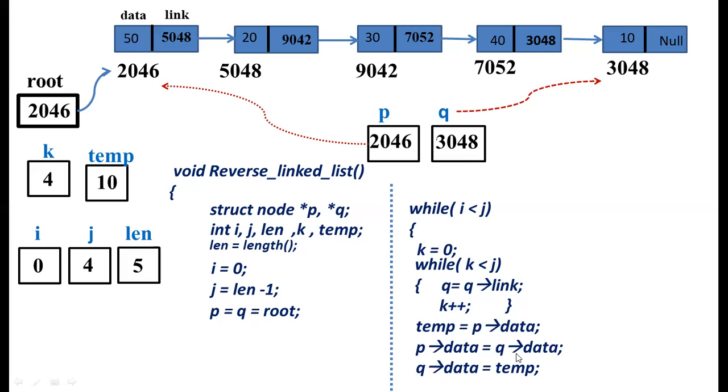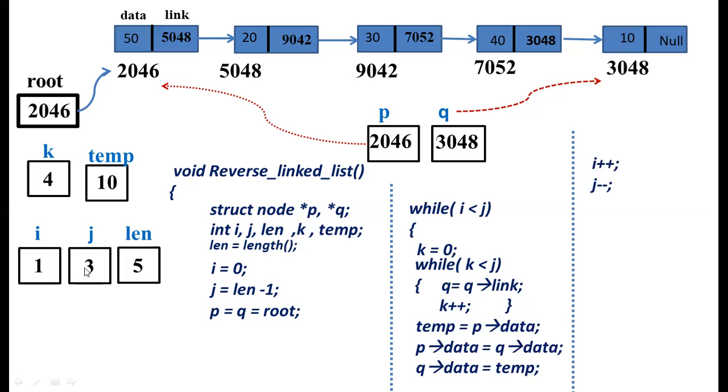Once after completing this, we have to increment the i value and decrement the j value. Once after swapping, we need to bring the p pointer to this location and the q pointer to this location. So for doing that, I am incrementing the i value, i plus plus. So my i will become 1 and j minus minus, j will become 3.